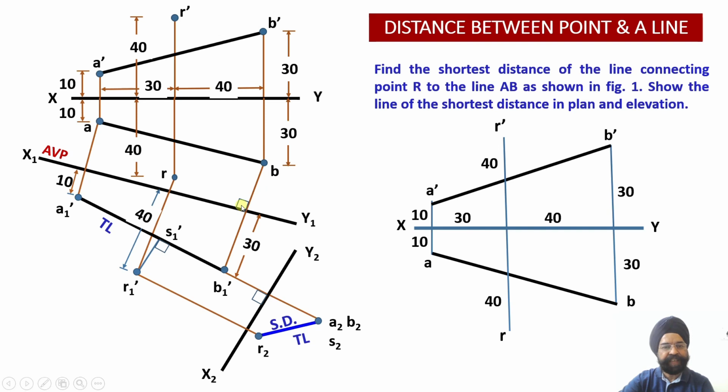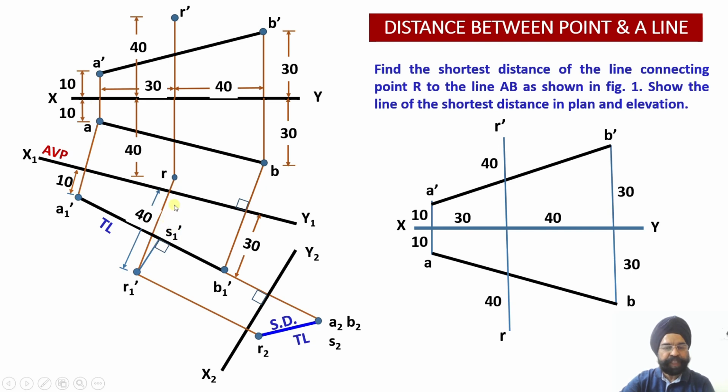These projector lines were all perpendicular to X1, Y1. Now we know that the projections of A and A1 dash will be perpendicular to X1, Y1. Projections between B and B1 dash, again, will be perpendicular to X1, Y1. Projections between R and R1 dash will again be perpendicular to X1, Y1.